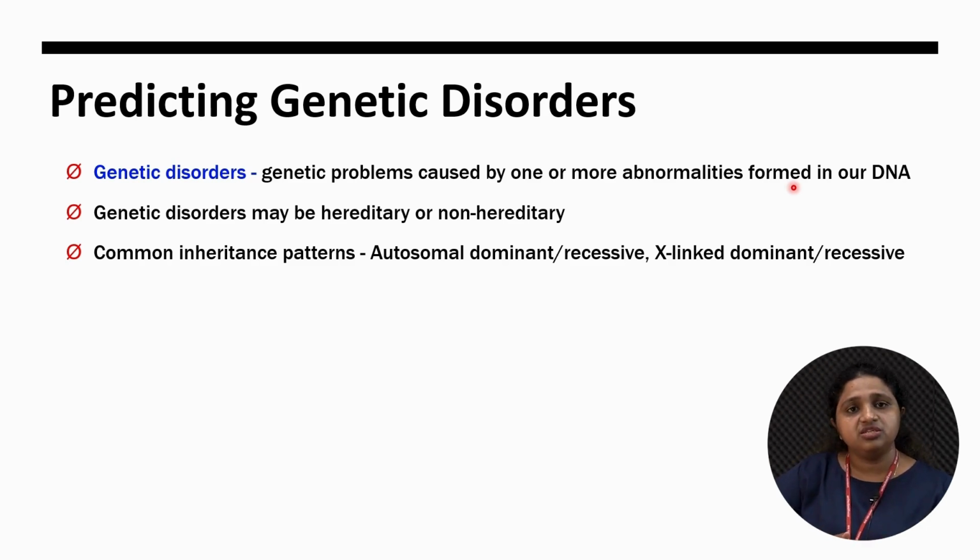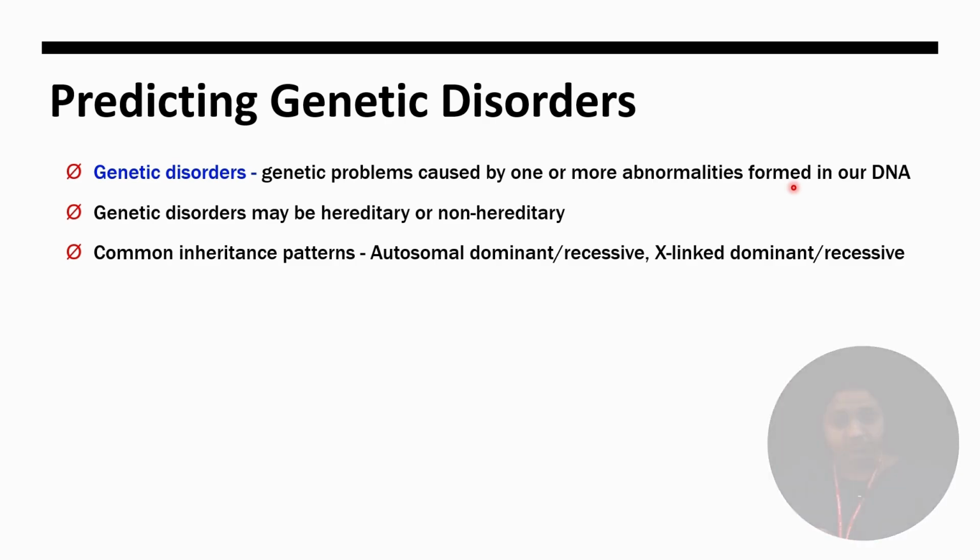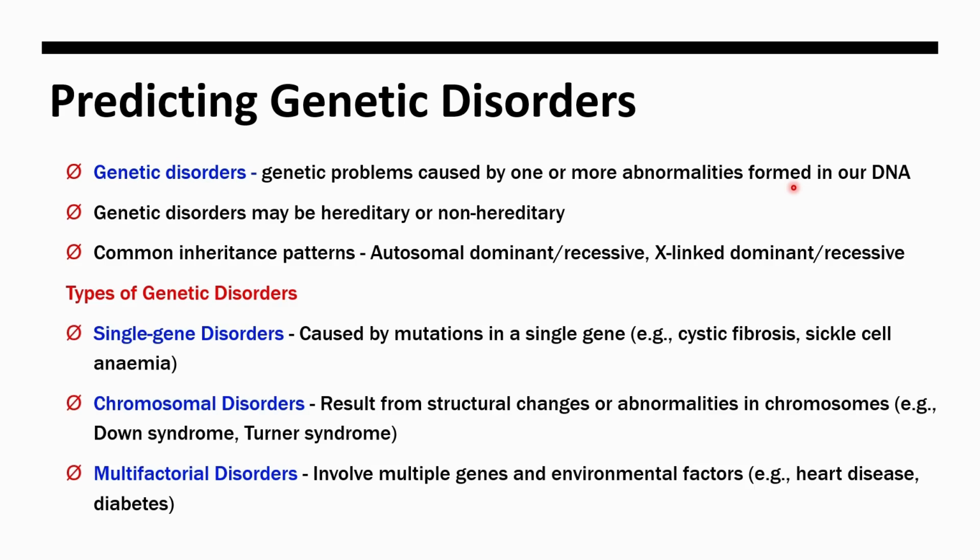So there are different patterns in which these characters pass from one generation to another. The characters may be passed through autosomal chromosomes or through sex chromosomes. Based on that, there are mainly 2 patterns, autosomal patterns and X-linked patterns. So we will discuss these 2 types of patterns later. For now, let's move on to the different types of genetic disorders.